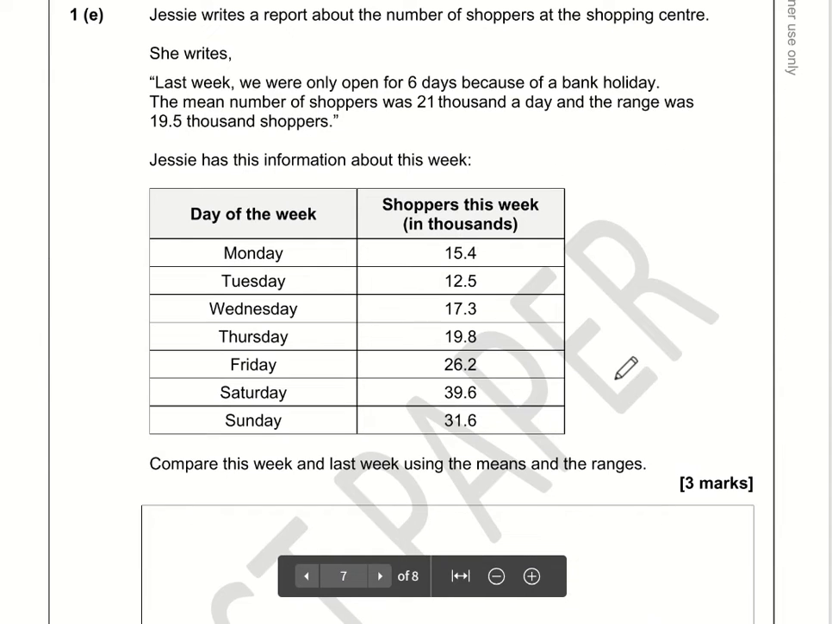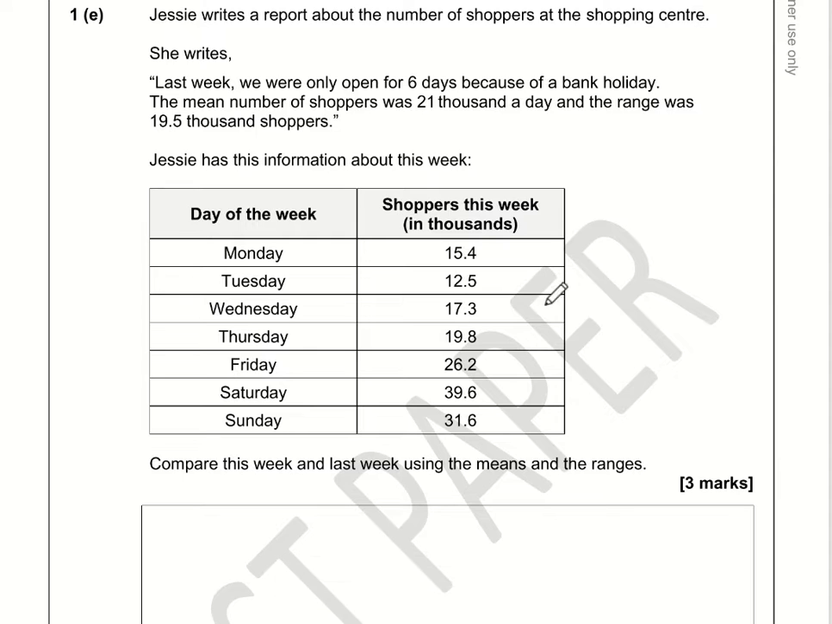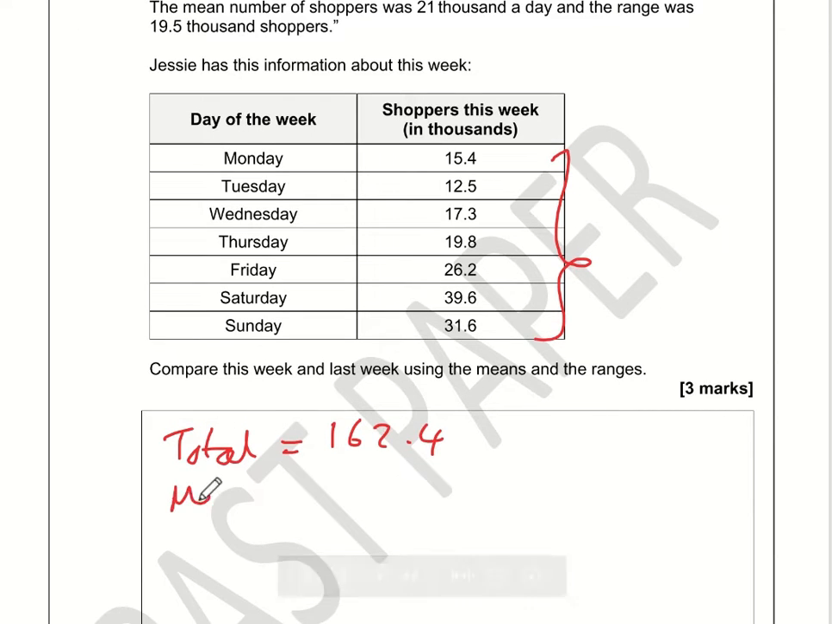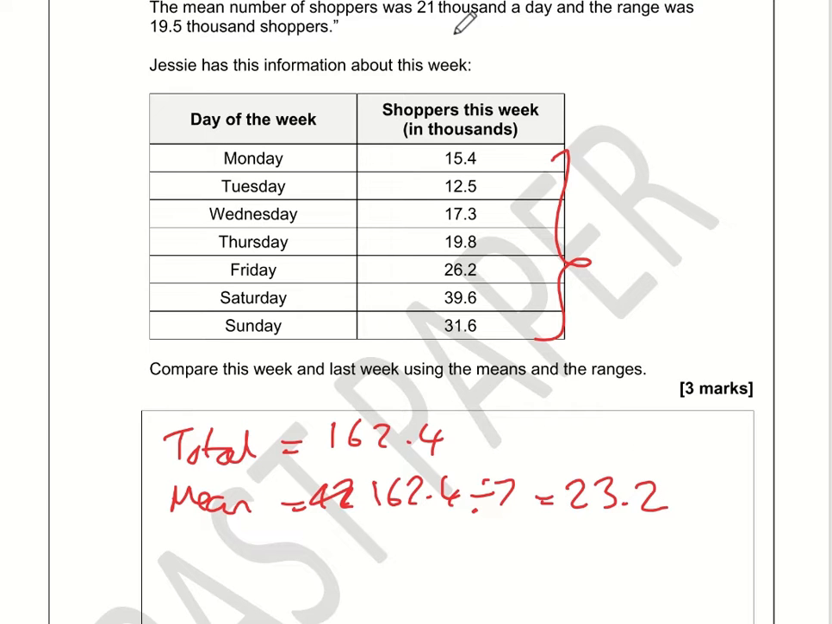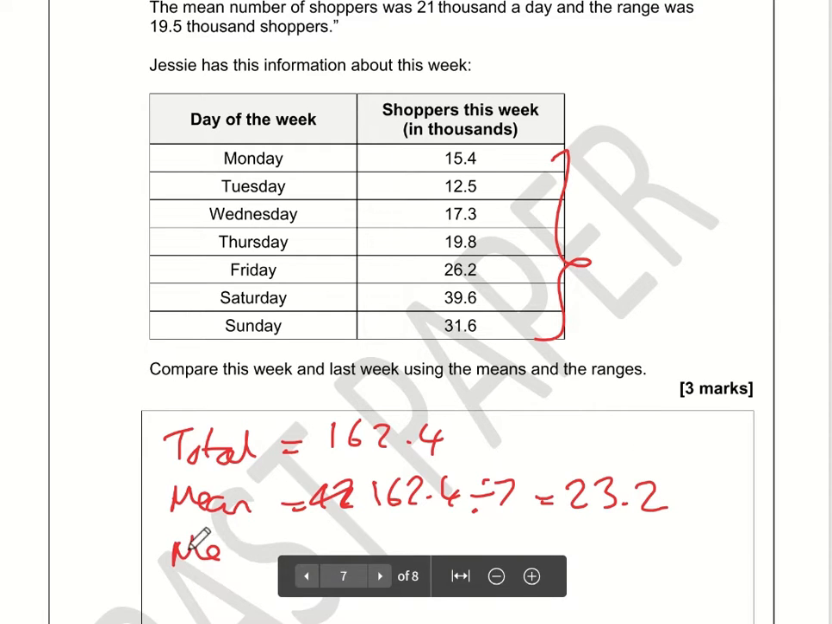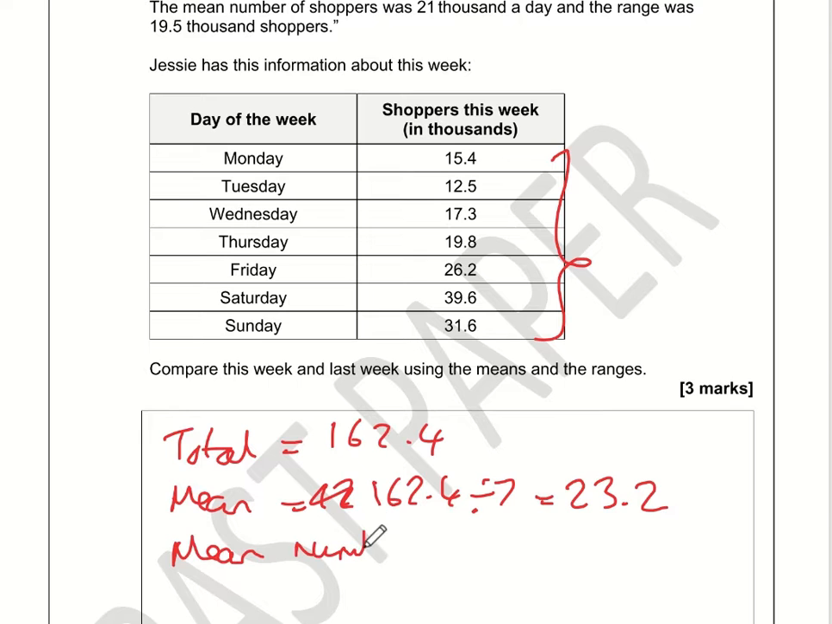And for E, what we need to do is work out the mean of this week. So the total is going to be all those added together, and that comes to 162.4 thousand. So the mean is going to be 162.4 divided by 7, which is 23.2 thousand versus 21,000. So we can say here the mean number of shoppers has increased.